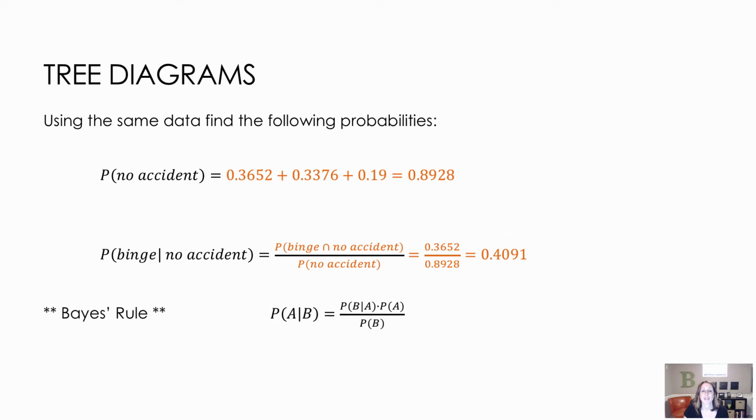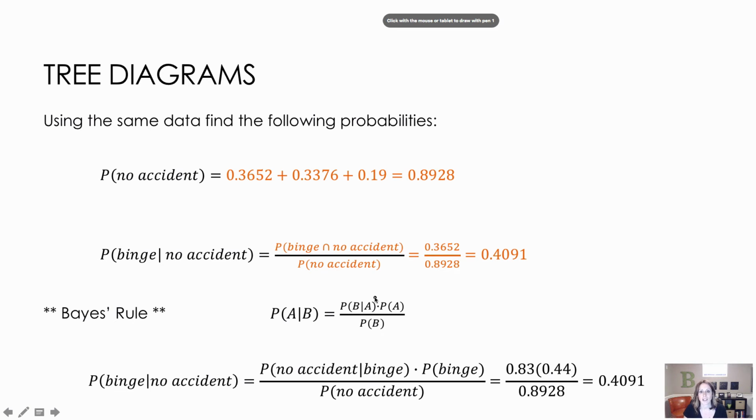Now, Bayes' rule is another way that we can solve the same question that we just solved here, because sometimes you don't want to make a tree diagram because it's kind of a pain in the rear unless they ask you to. So let's take a look at Bayes' rule. Bayes' rule says the probability of A given B is equal to the probability of B given A times the probability of A over the probability of B.